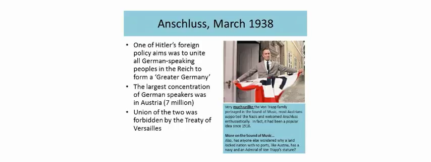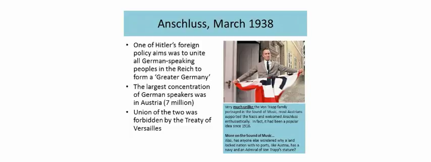Which brings us to the third and last thing, the Anschluss of Austria. As we all know, one of Hitler's foreign policy aims was to unite all German-speaking people into the Reich, or the German Empire, to form a greater Germany. And the largest concentration of German-speaking people was in Austria. There were 7 million of them there. The union of the two was actually a popular idea, but of course it was forbidden in both the Treaty of Versailles and the Treaty of Saint-Germain.